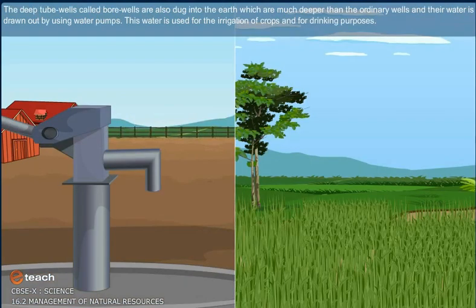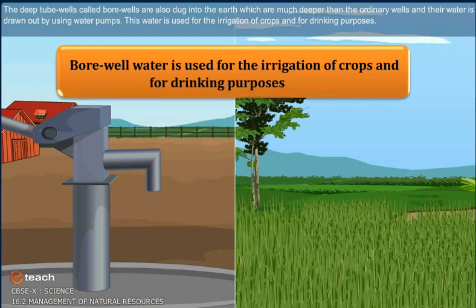The deep tube wells, called bore wells, are also dug into the earth, which are much deeper than the ordinary wells, and their water is drawn out by using water pumps. This water is used for the irrigation of crops and for drinking purposes.